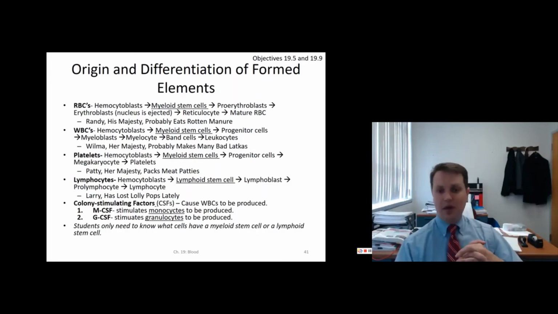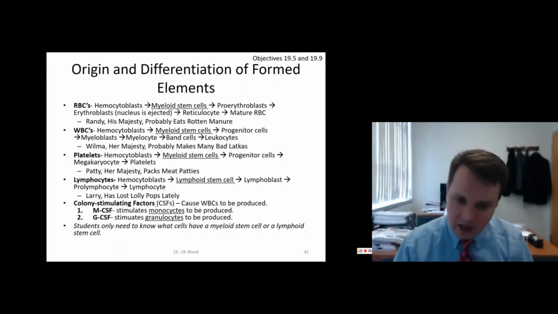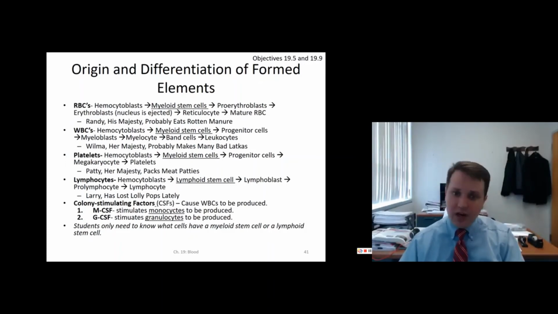Okay? Now, colony-stimulating factors cause white blood cells. For example, for the monocytes it's called MCSF, the monocyte colony-stimulating factor, and even the granulocytes have the granulocyte colony-stimulating factors, things like that. All right, but all you need to know from this slide is who has a myeloid, who has a lymphoid. Okay.